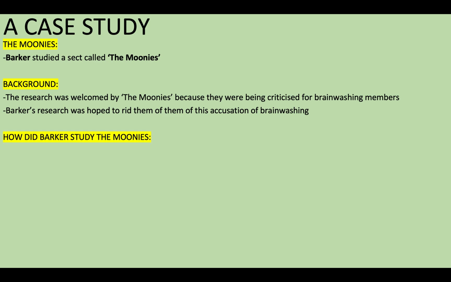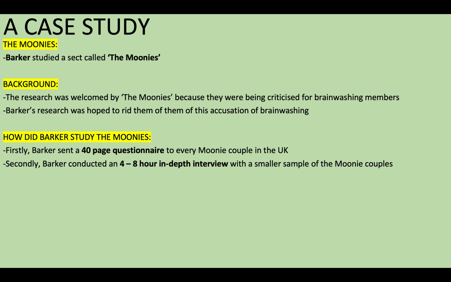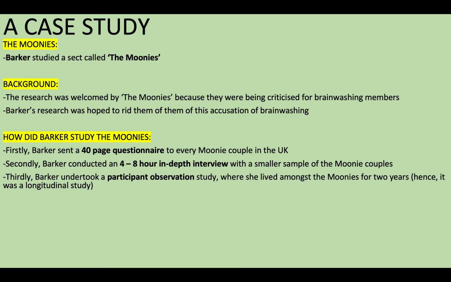So, how Barker studied the Moonies. She did this in 3 ways. First of all, she sent them a 40-page questionnaire to every Moonie couple in the UK. Okay, so that's what she did. Then she conducted between a 4 and an 8 hour in-depth interview with smaller samples of Moonie couples. Thirdly, she undertook participant observation. So she lived with them for 2 years. That, therefore, is a longitudinal study.